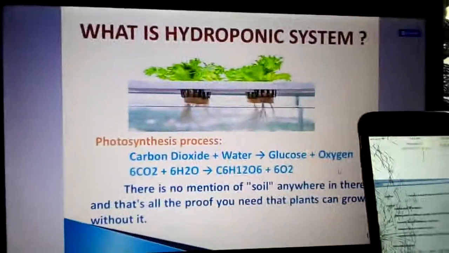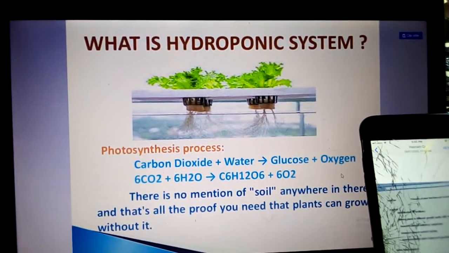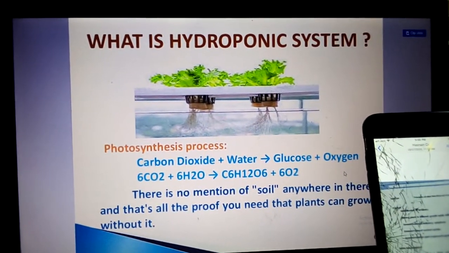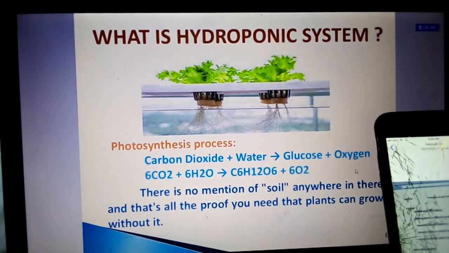What is a hydroponic system actually? If my cameraman could show you. In a hydroponic system, there is no mention of soil. You cannot see it anywhere in there, and that is all the proof you need that plants can grow without it.